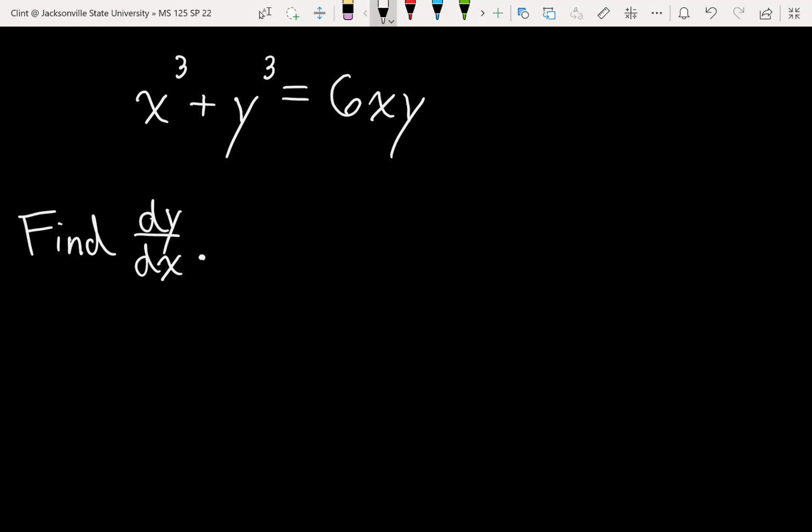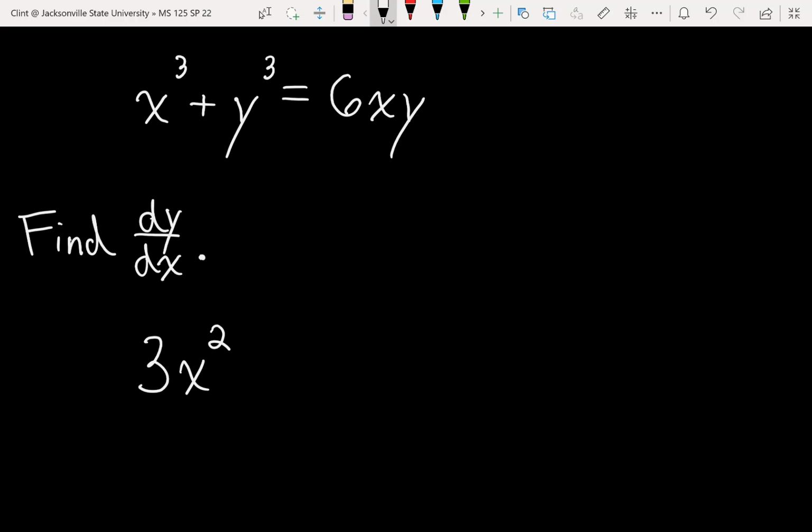Then we can just go term by term, taking the derivative, but just remembering anytime we take the derivative of something with a y involved, we're thinking about y as a function of x, so we have to use the chain rule. So for the x cubed term, there's no y involved there, so it's just business as usual. So we want dy dx of x cubed. What's that going to be? 3x squared.